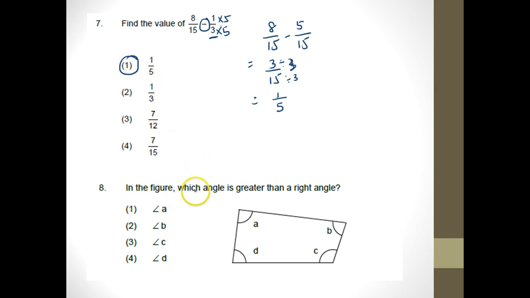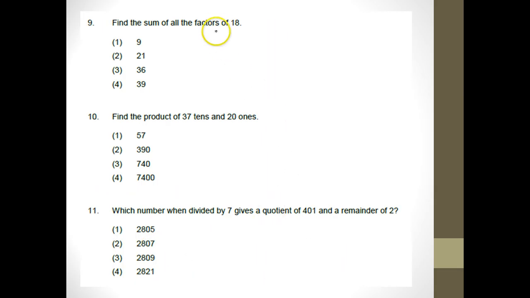Number 8. In a figure, which angle is greater than a right angle? So we are looking for an obtuse angle. So angle C is an obtuse angle because it is more than 90 degrees, more than a right angle. So option number 3.